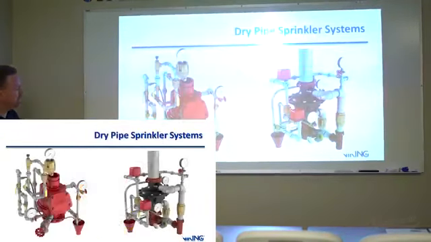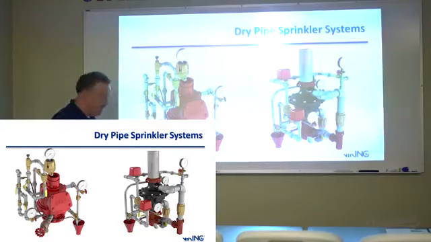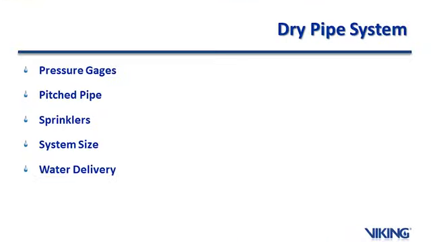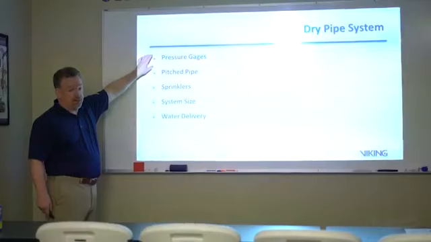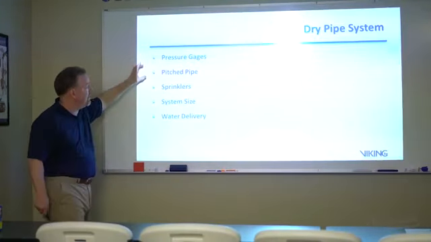In a dry pipe system, we'll see two of these valves out there as well. Take a look at each of the different ways these operate. Primarily, what we're looking at on a dry pipe system is that there is no water in the piping itself. There are a couple of things we need to be very aware of. Number one is the pressure gauges. What's the story the pressure gauges are telling us? We'll talk about that in a minute.